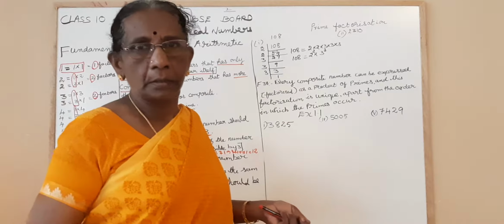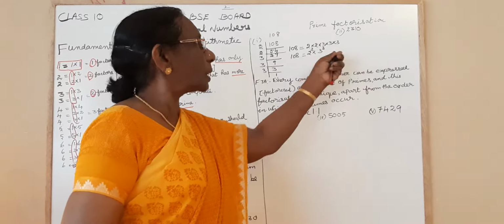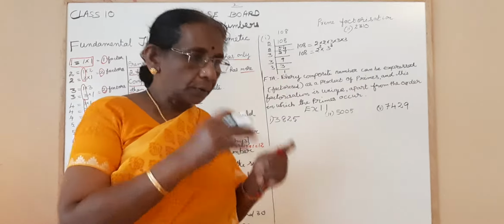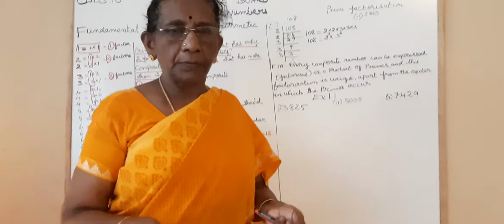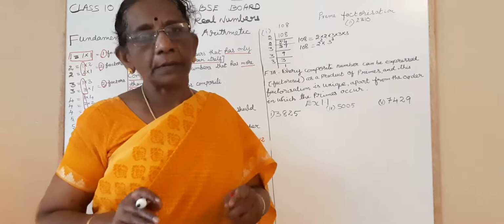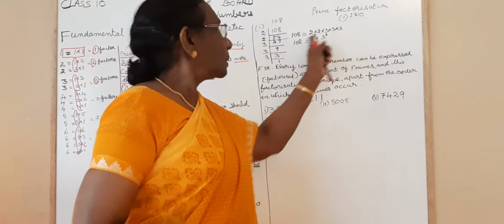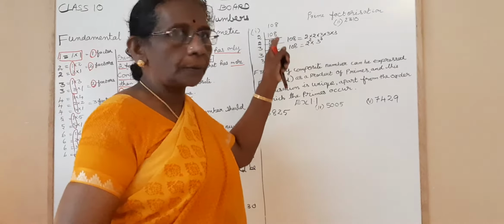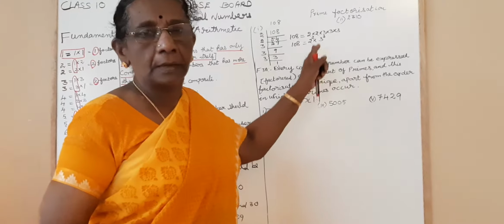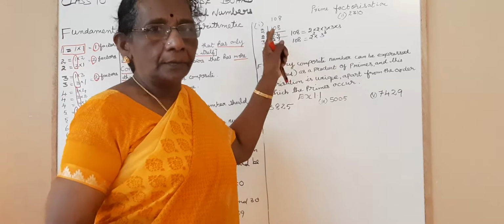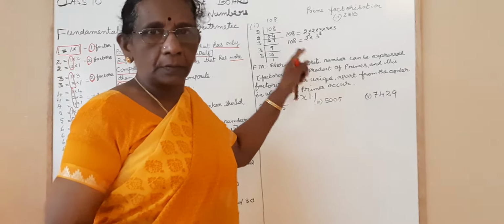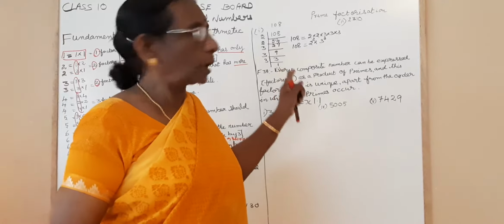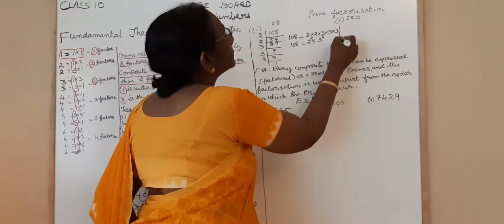It is unique. Okay, but the order of the prime numbers can be changed because in multiplication, 2 3s are 6, 3 2s are 6. If you change the order and multiply, the product will be the same. So only the order can be changed, but the prime factors of a particular composite number will be unique. You will get the same primes as its prime factors. It is unique. Okay. Now let us move to the next one.